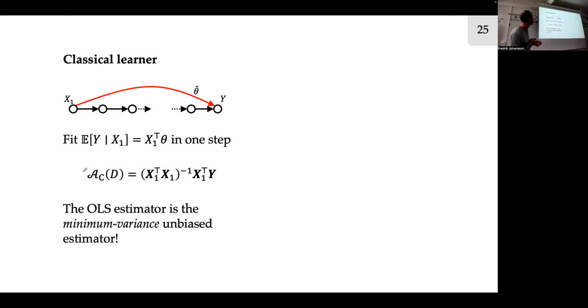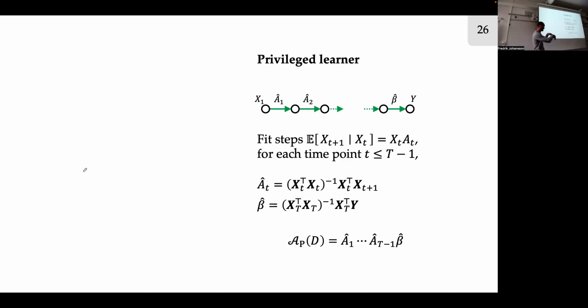Okay. So what is a reasonable privileged learner then? Somebody asked about A's. Well, you just fit all the things. So the privileged learner will fit A1, it will fit A2, and all of the other A's, and beta. So at each time step, you will have an OLS estimate, but now you're predicting a vector-valued thing. You're predicting the next feature based on the current ones. And the beta just takes the features at the last time step and predicts y. Your hypothesis, the linear function that spits out, will be just the product of all of these things.